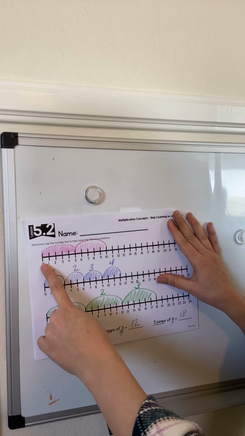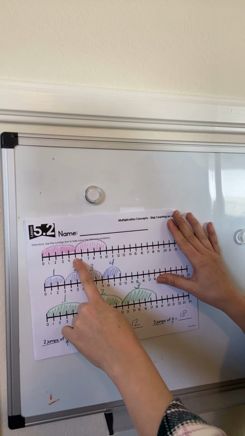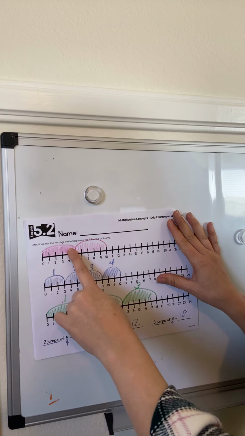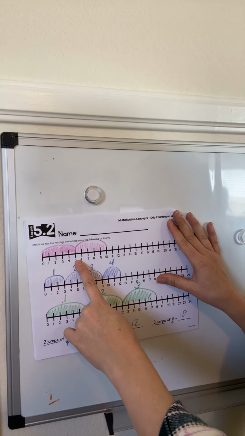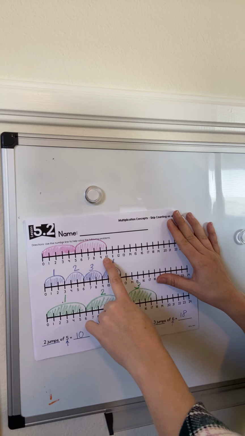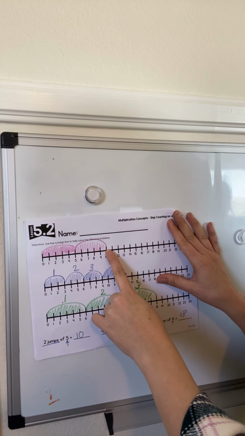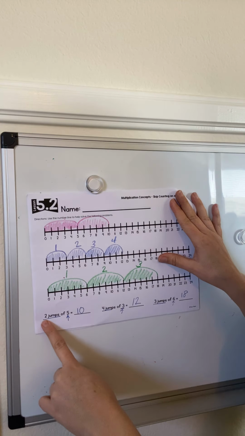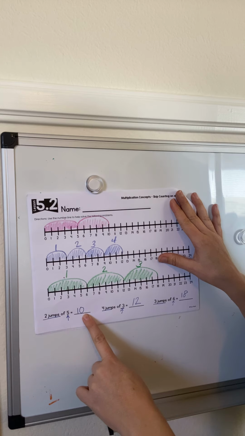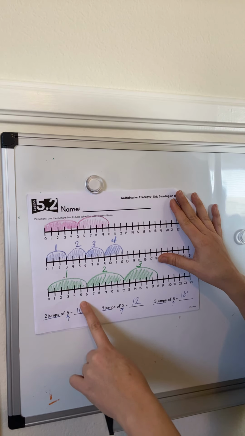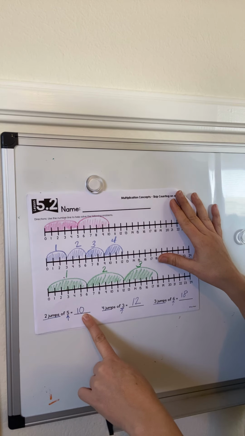So I start at 0 and I went 1, 2, 3, 4, 5. There's jump number 1. Then I went 6, 7, 8, 9, 10. There's jump number 2. So 2 jumps of 5 puts me at 10. I'm writing where I end my jumps at on the number line.